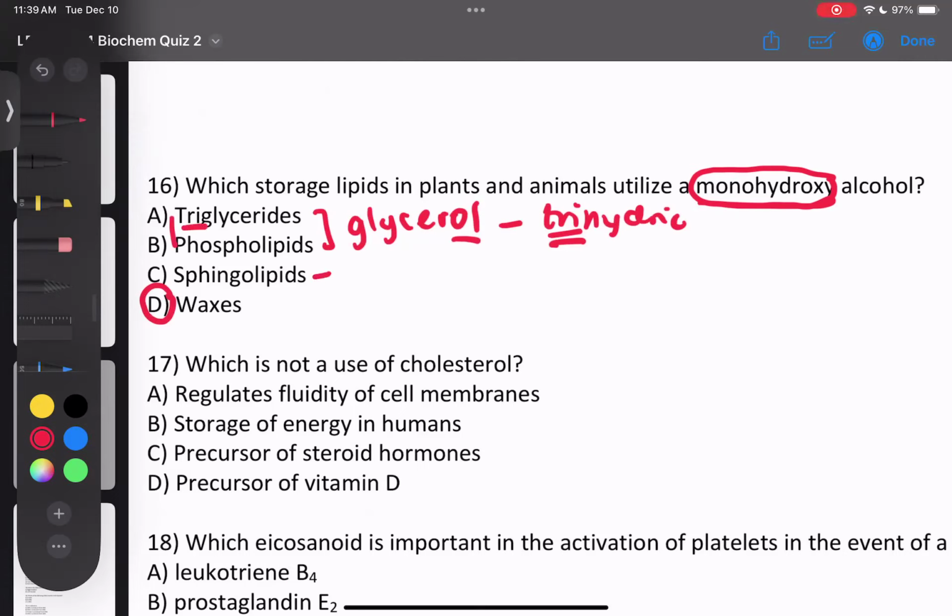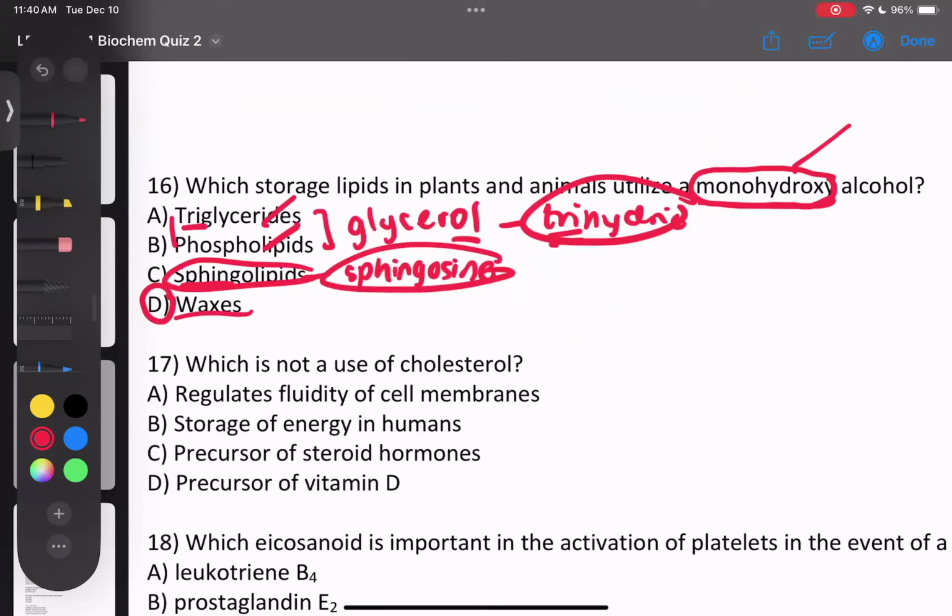Yung sphingolipids, actually, they do also use a monohydric alcohol, which is called sphingosine. But I am very sure that I don't think there's any book or review questionnaire or whatsoever that will ever refer to sphingosine as merely a monohydric or monohydroxy alcohol. They will call sphingosine sphingosine because may specific double bond yan somewhere in its structure, may specific amino group yan somewhere in its structure, and I think just to clarify it, people will just call it sphingosine. So this one is for these two. This one is for obviously this one. And monohydric is for waxes.